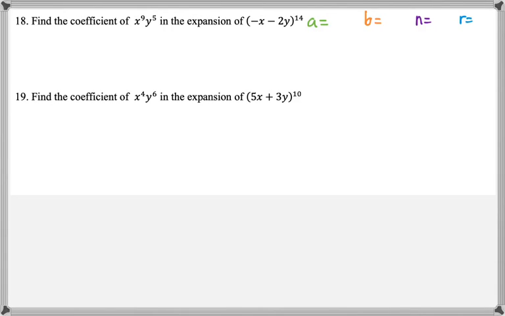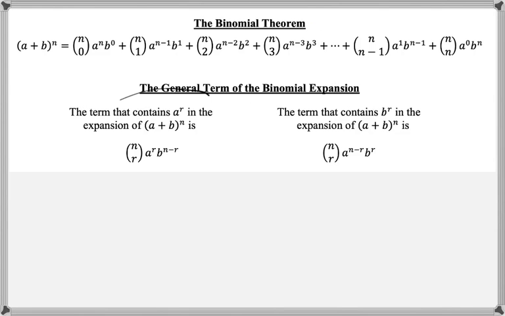Find the coefficient of x to the ninth times y to the fifth in the expansion of negative x minus 2y raised to the 14th. So this question is similar to the previous questions where it wants us to find a specific term in the binomial expansion. But it's a little bit different because they only want us to report the coefficient as the final answer. But we are going to still be using these formulas.